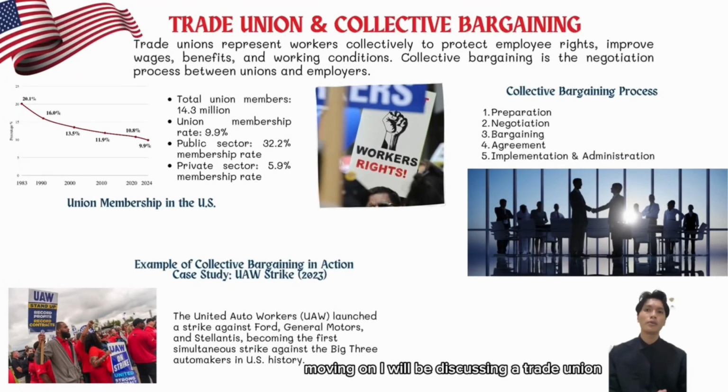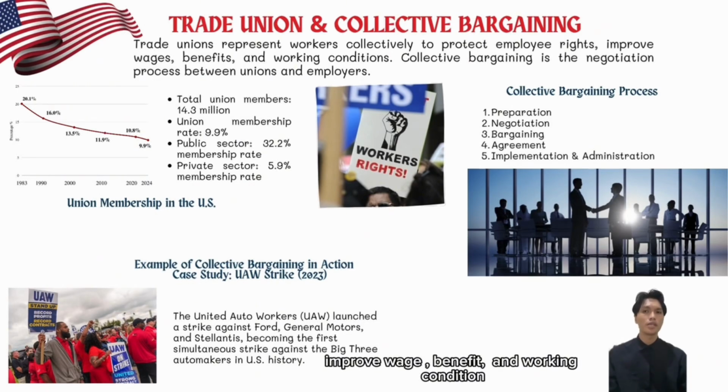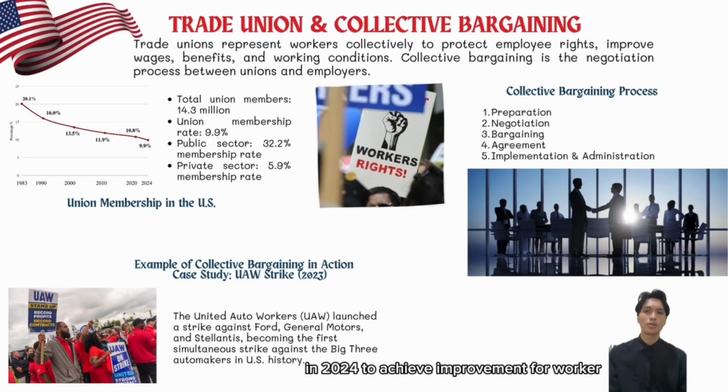Moving on, I will be discussing trade unions and collective bargaining in the United States. Trade unions represent workers collectively and help protect employee rights, improve wages, benefits, and working conditions. Although union membership has declined over time, there were still about 14.3 million union members in 2034.